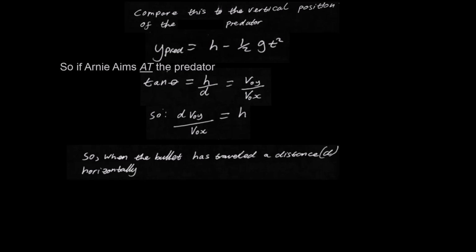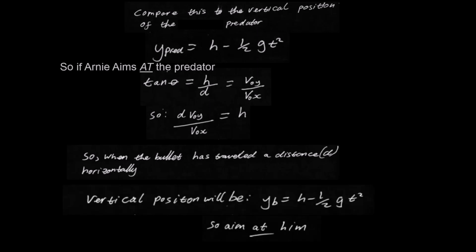So when the bullet travels the distance d horizontally, the vertical position will be this. So you can aim right at him. Again, this is just an alternate treatment. It's not quite as rigorous as the first treatment, but it's still just as valid. And if this was an exam or assignment, I would accept either reasoning.